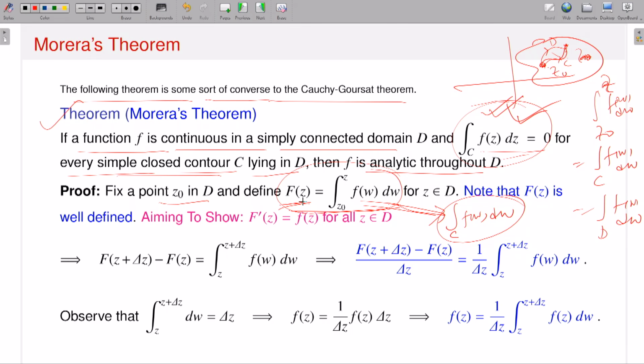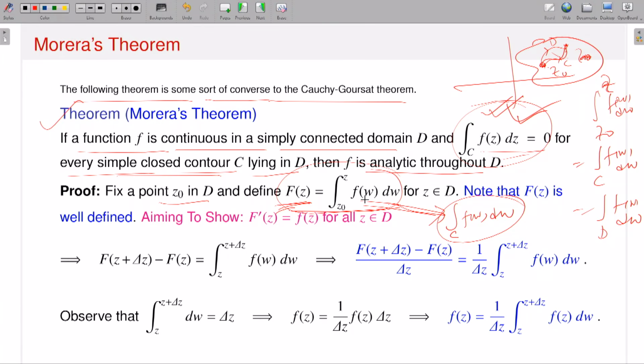The next part is I will show that this capital F is differentiable, and capital F derivative is nothing but your function small f. Note that, first observation is that capital F of z is well defined because it is giving the same value whatever contour I can take because of my assumption. Only part remaining is that I have to show capital F prime is equal to small f, and just use the definition. That means you have to prove the limit as delta z approaches 0. First you calculate this object and show that if delta z approaches 0, this approaches actually f of z. That's the only thing.